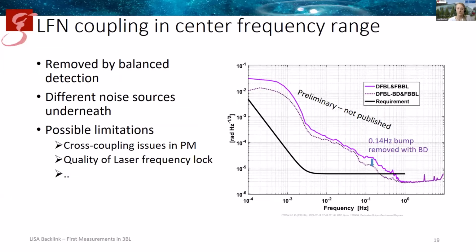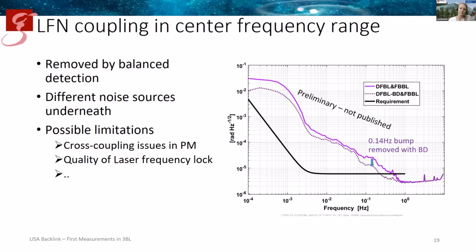Another reason why we think this is actually due to backscatter is because we can add balanced detection to our measurement. And then we see that this noise here is removed or reduced. However, it's just a very little reduction with balanced detection. Normally, you would expect that it goes much lower, and therefore we are sure that there's a different noise source underneath that is currently limiting. And there's the cross-coupling issues that we also have in our phase meter, which have a similar shape. And also we see that the noise level here in the center frequencies really depends on the quality of the laser frequency locks. So again, this is some kind of readout problem that we are working on.